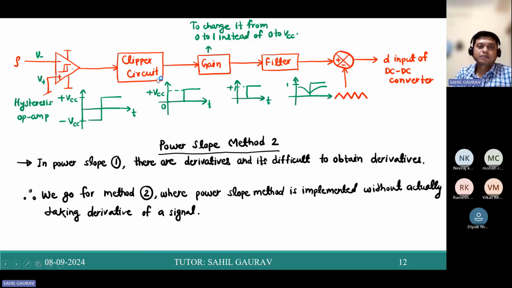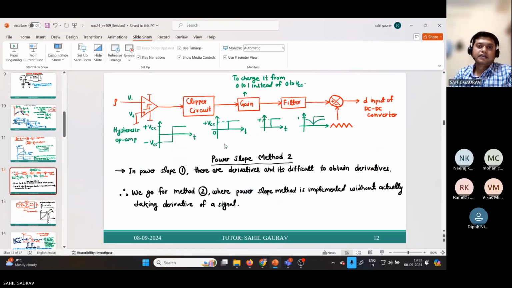So now it is passed through this clipper circuit. So the clipper circuit just clips this negative part. So it is varying from 0 to VCC. Now what is the purpose of this gain block? So the gain block will change the input from 0 to VCC to 0 to 1. So the input for the gain block is 0 to VCC, while the output of this gain block we are getting as 0 to 1.